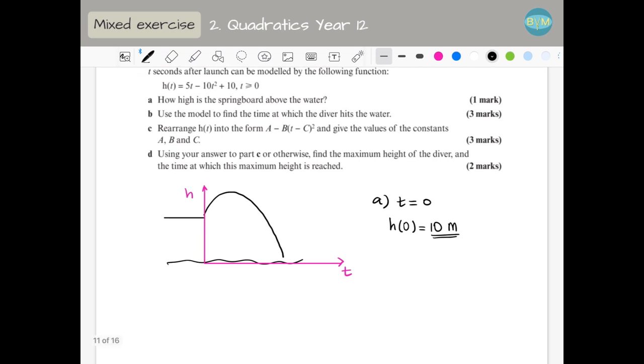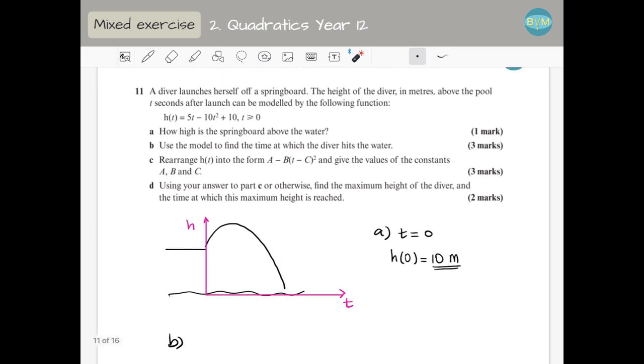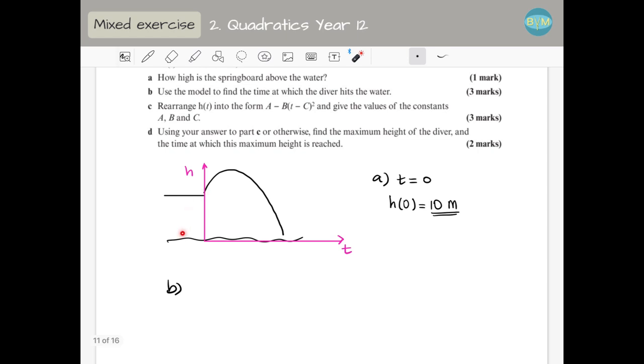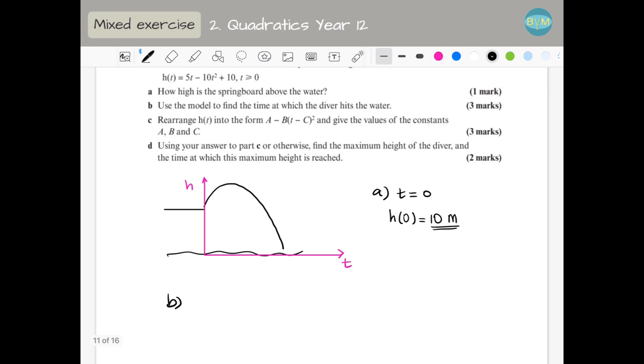Then B, use the model to find the time at which the diver hits the water. The diver is going to hit the water when h is 0, because they say the height of the diver is in meters above the pool, so we are measuring here in the water. So when h is 0, we will be able to find t. One t will be negative, we cannot use that one, and the t that is positive is when the diver hits the pool. So let's solve that quadratic.